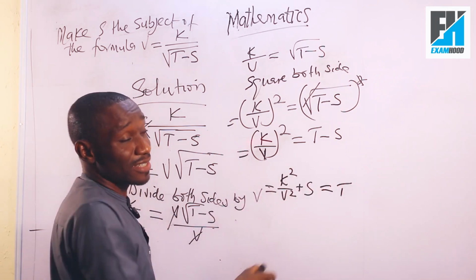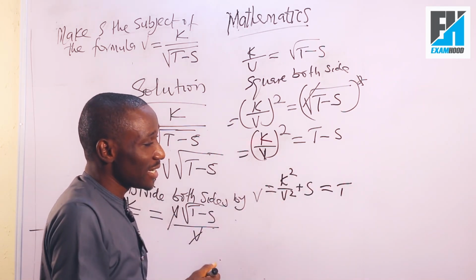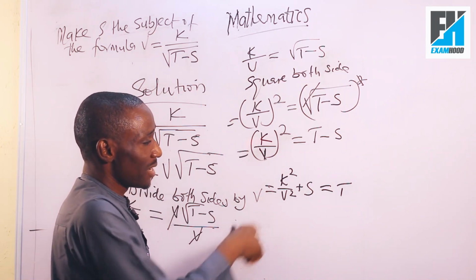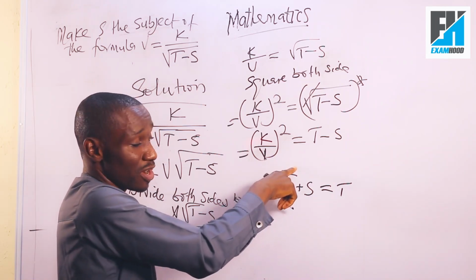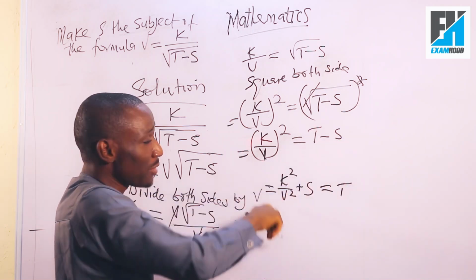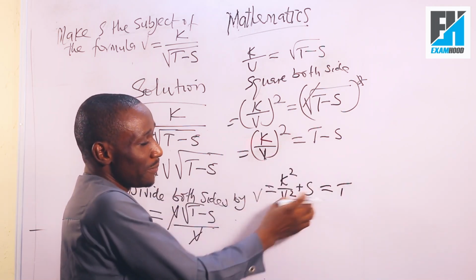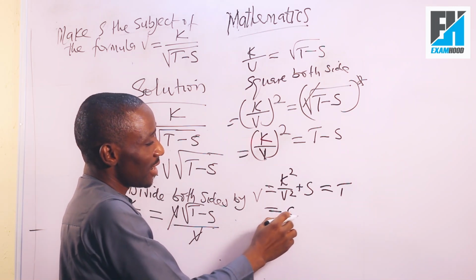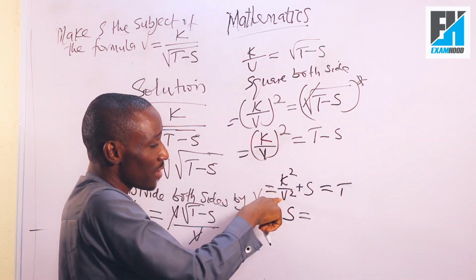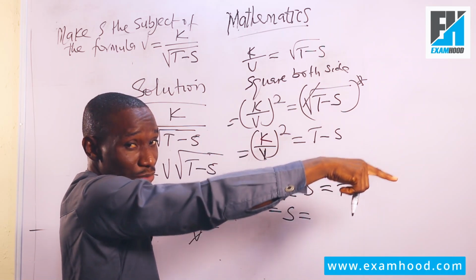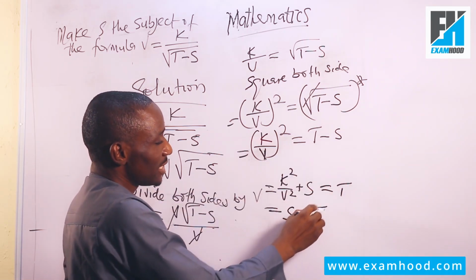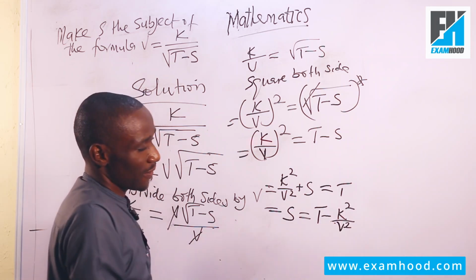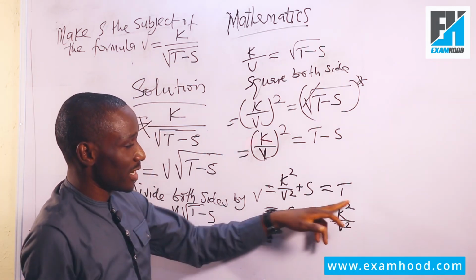But we are not making T the subject of the formula. Rather, we are making S the subject of the formula. So the next step is to move this K square all over V square to the other side. By the time we remove it, we have succeeded in making S the subject of the formula. So S is now equal to T minus K square over V square.